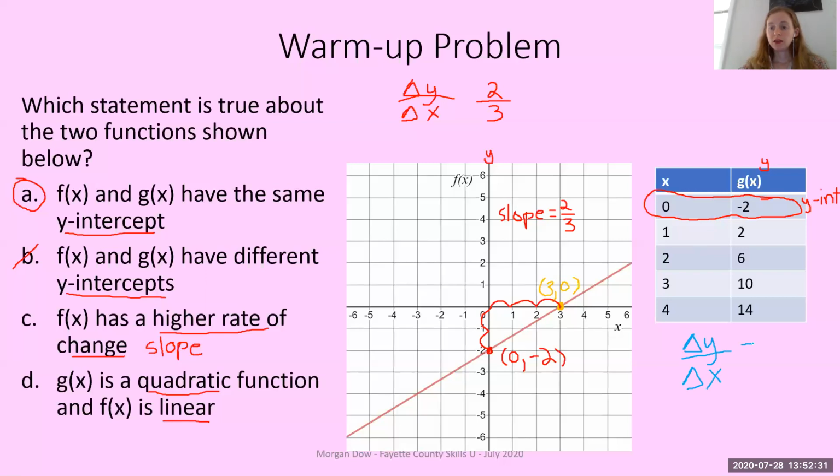If it is, in fact, a linear function, we should see a consistent change. So let's see here. In the x column, we go from 0 to 1. So that's an increase of 1. In the y column, or the g of x column, we go from -2 to +2. That's an increase of 4.